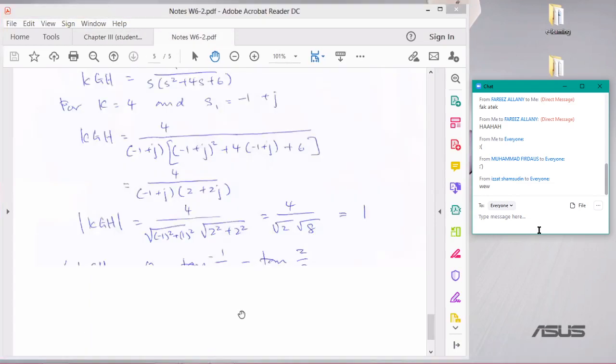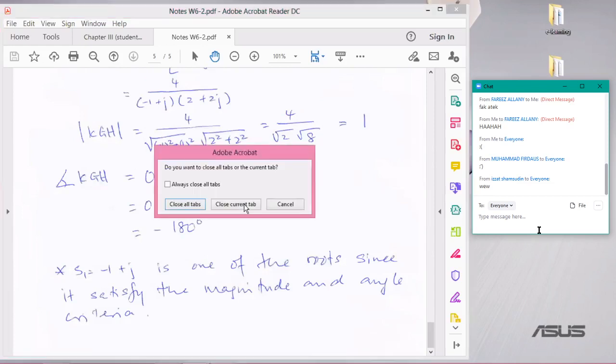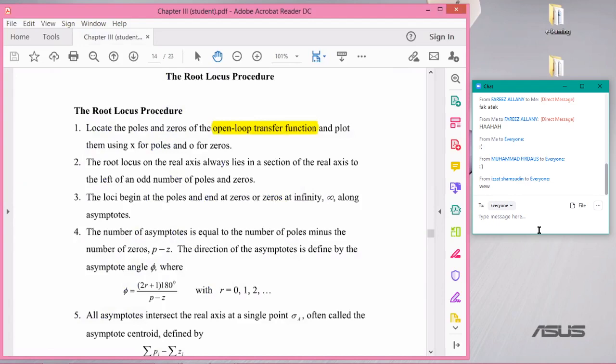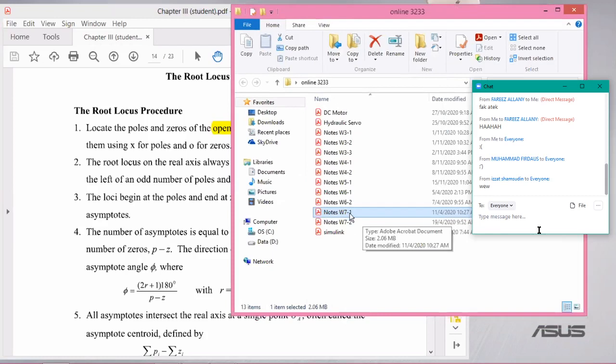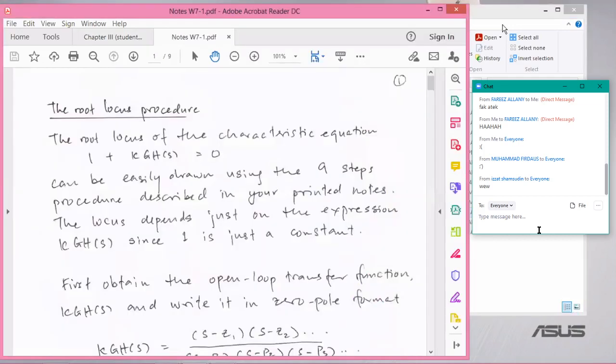Okay, so let's open our new notes today. I have uploaded these new notes to your e-learning. This is already week 7. We are halfway through. Just open that. Okay, so this is already in your e-learning.